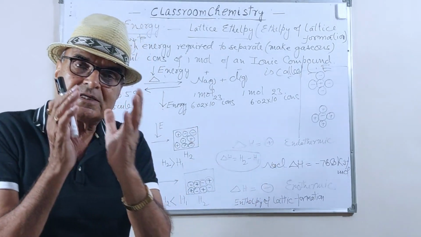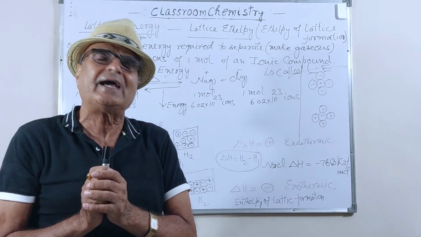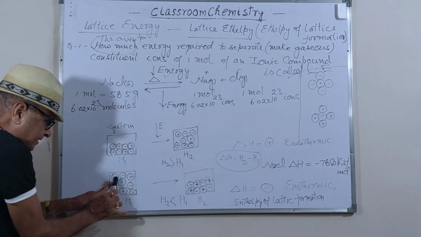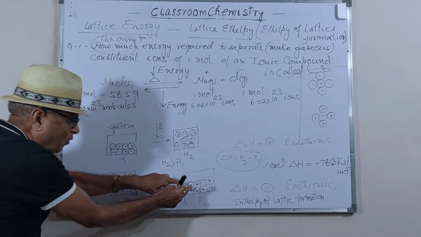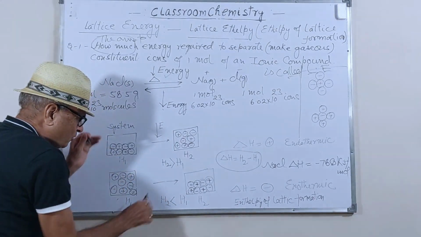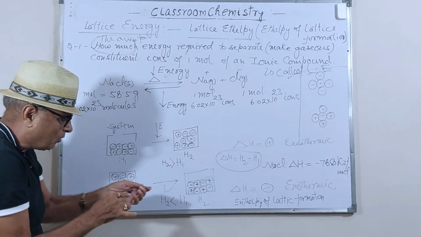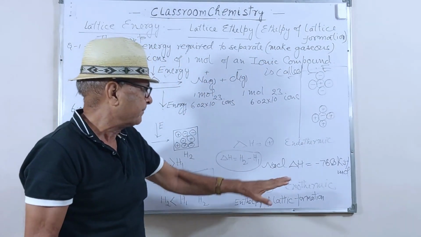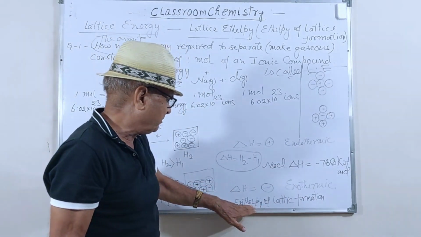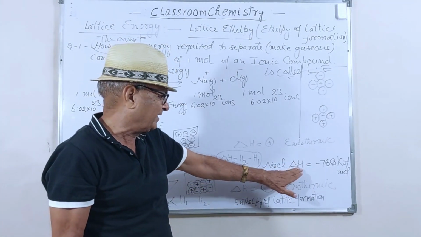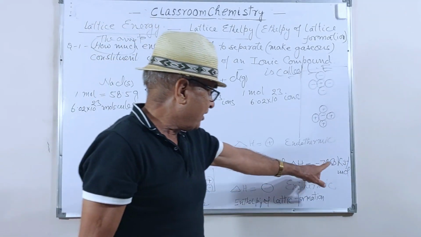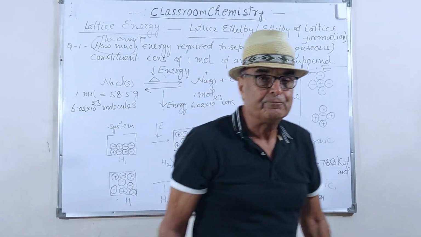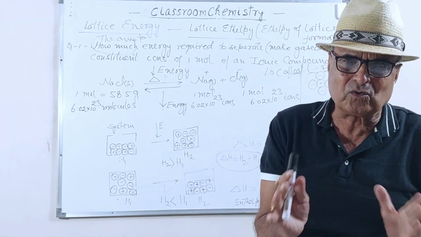When the reaction is exothermic, the value of delta H is negative, and this is the enthalpy of lattice formation, because here all the ions combine with each other to form a crystal lattice. The energy released from this reaction is called the enthalpy of lattice formation, and it will be negative. The enthalpy of lattice formation of sodium chloride, delta H, is equal to minus 788 kJ per mole. The unit of lattice energy is kJ per mole. I think I have explained it and you have understood it very well.